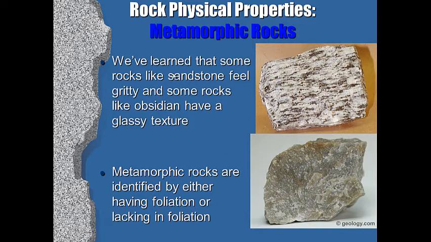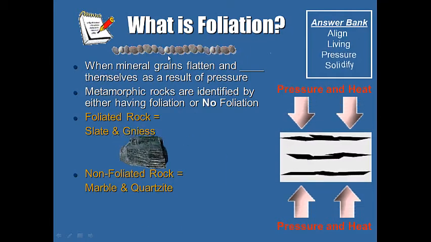Well, we've learned that some rocks like sandstone feel gritty and some rocks like obsidian have a glassy texture. Metamorphic rocks, though, are identified by their foliation. So when you rub your fingers against them, you should be able to hopefully identify foliation and non-foliation. Okay? So for your notes, what is foliation?